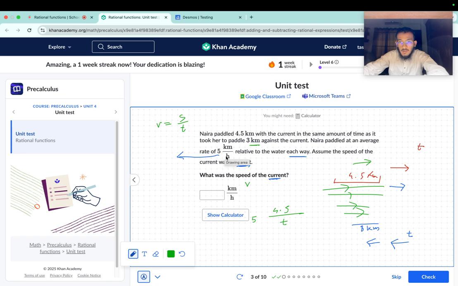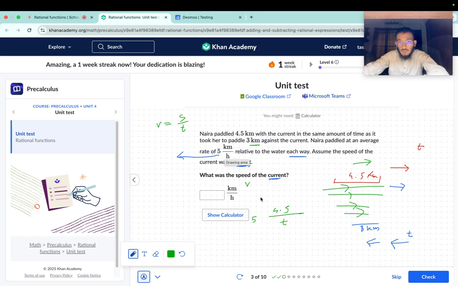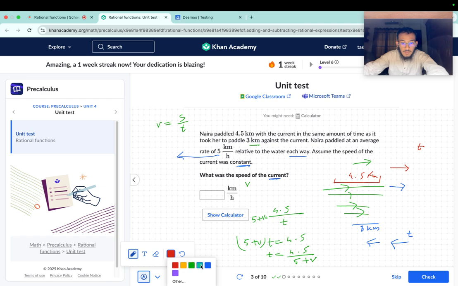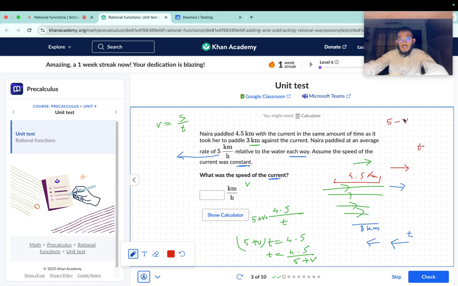Now Naira's 5 kilometers relative to the water plus v, which is the current, because they're in the same direction. From here, we can find an equation: (5 plus v)t equals 4.5. And we're interested in finding the speed of the current. So we will make t the subject here: t equals 4.5 divided by 5 plus v. Now, in the opposite direction, we use the same formula, but this time it will be 5 minus v because Naira is going against the current.